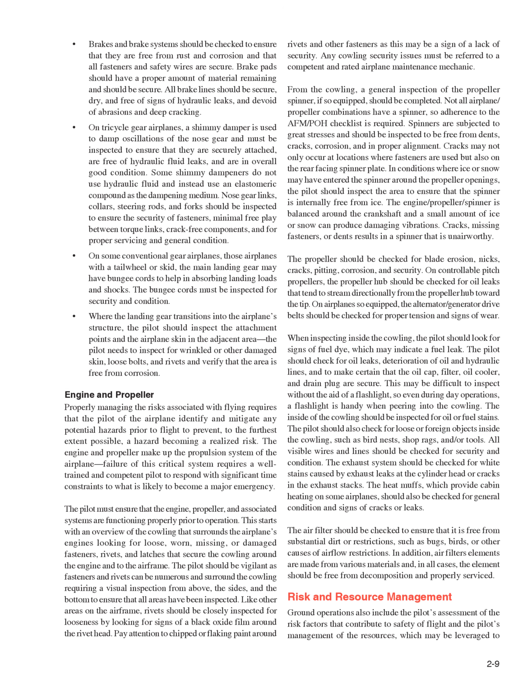The pilot must ensure that the engine, propeller, and associated systems are functioning properly prior to operation. This starts with an overview of the cowling that surrounds the airplane's engines, looking for loose, worn, missing, or damaged fasteners, rivets, and latches that secure the cowling around the engine and to the airframe. The pilot should be vigilant as fasteners and rivets can be numerous and surround the cowling, requiring a visual inspection from above, the sides, and the bottom to ensure that all areas have been inspected.